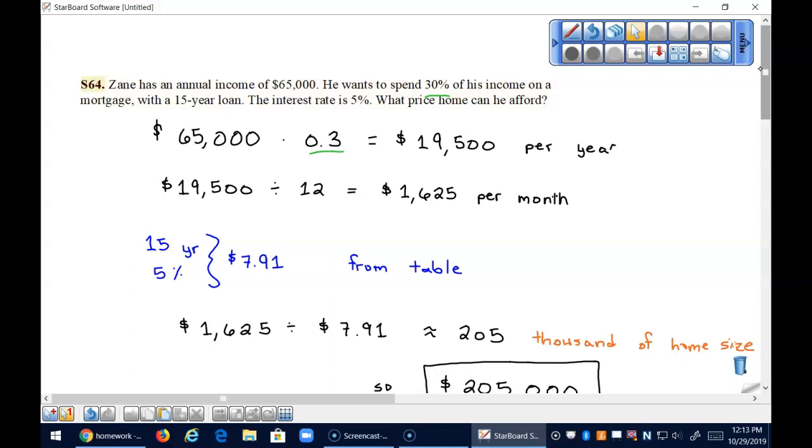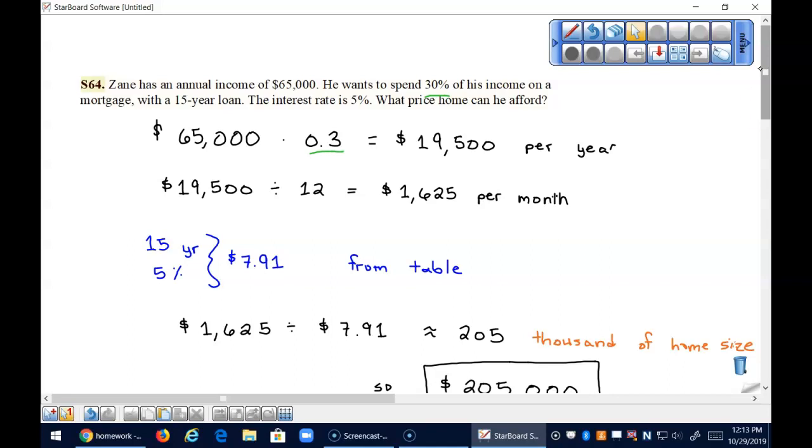And as we mentioned again and again, this is his whole budget. So we'll see that he's actually going to pay less than that and talk again about why for the reporting. Then there's 2 numbers on the table, 15 years and 5%. So we go back to the amortization table, look those up, $7.91.